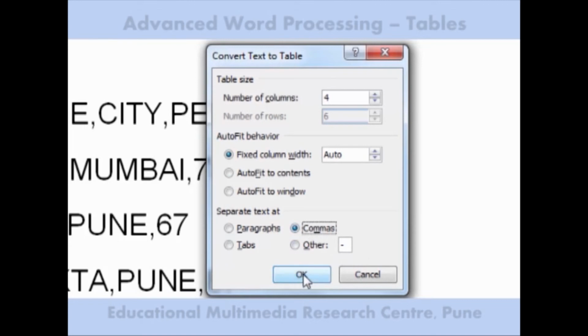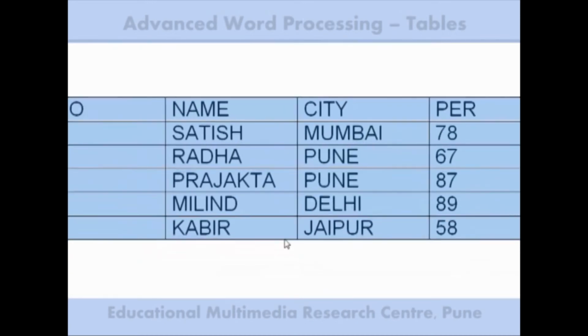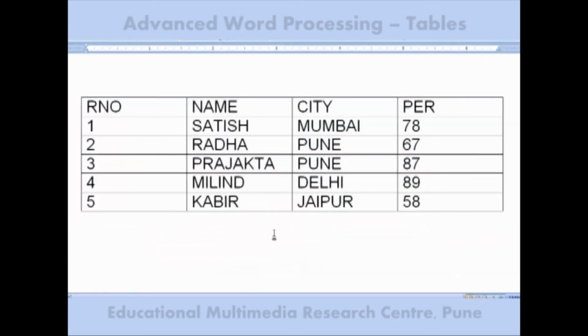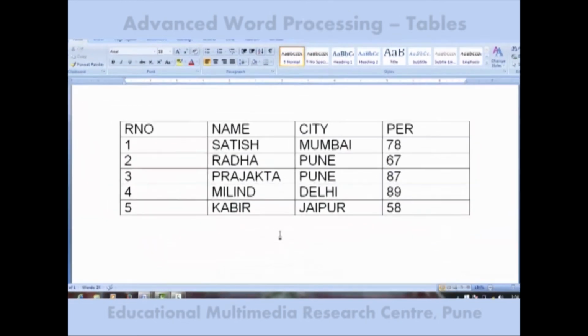Step 7. In the number of columns box, check the number of columns. If you do not see the number of columns that you expect, you may be missing a separator character in one or more lines of text. Step 8. Select OK and text gets converted to the table with desired rows and columns.